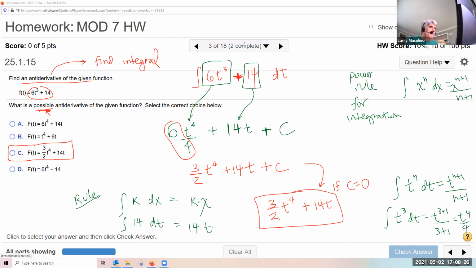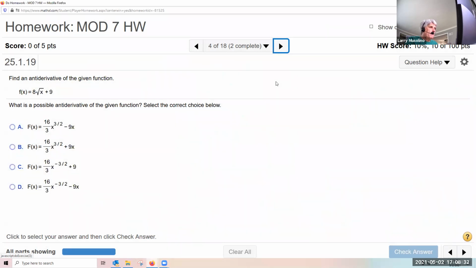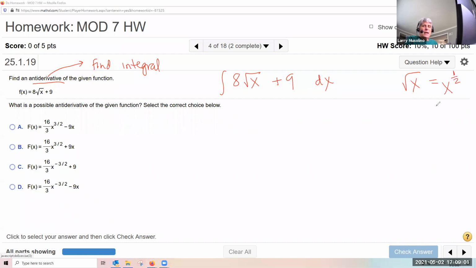All right. Let me do a few more examples here. Let's take a look at this one. So again, this one says find the antiderivative. So really, they're asking me to find the integral. All right, so I'm going to write this as the integral of 8 times the square root of x plus 9 dx, because x is the variable we're integrating here. Well, remember, when you see the square root of x, you should replace it with x to the 1/2 to make it easy to use the power rule. So I'm going to replace square root of x with x to the 1/2.